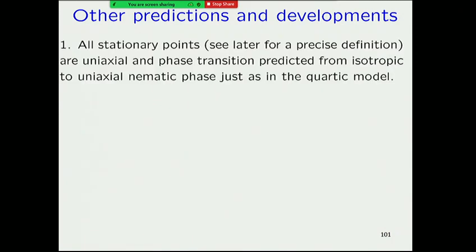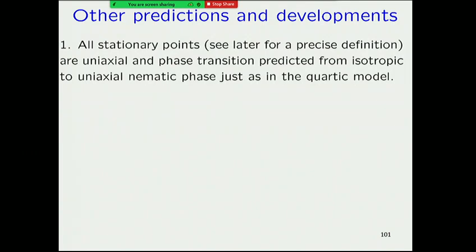Okay. So there are other predictions and developments here. First of all, you can look at the stationary points of the Onsager functional. Again, you have to be a little bit careful because rho has this constraint that rho is bigger or equal to zero. Later I'll show you a precise definition of what you mean by a stationary point.